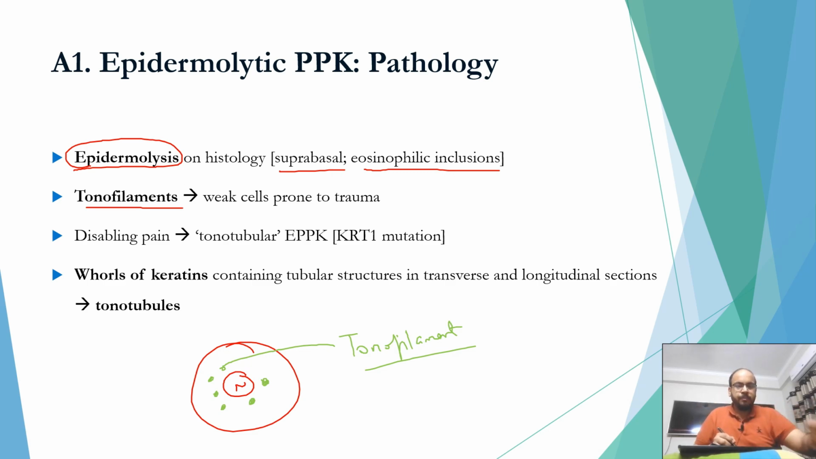Clear? Now, there can be disabling pain in a variant which is known as tonotubular EPPK, in which there is a keratin 1 mutation. That means if you have mutations in the keratin 1 gene, the chances of having palmar pain or sole pain are significantly there. And on biopsy you will see whorls of keratin. So these are the whorls. This clumped keratin is whorls of keratin, and they have these tubular structures. These are known as tonotubules or tonofilaments. Clear? Let's move forward.